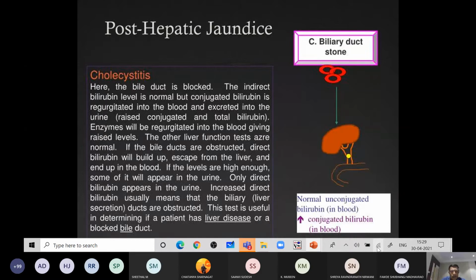are normal. If the bile ducts are obstructed, direct bilirubin will build up, escape from the liver and end up in the blood. If the levels are high enough, some of it will appear in the urine. Only direct bilirubin appears in the urine. Increased direct bilirubin usually means that biliary secretions or ducts are obstructed. This test is useful in determining whether a patient has liver disease or a blockage of the bile duct.